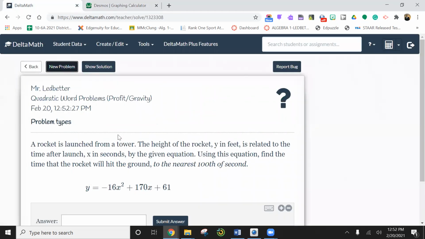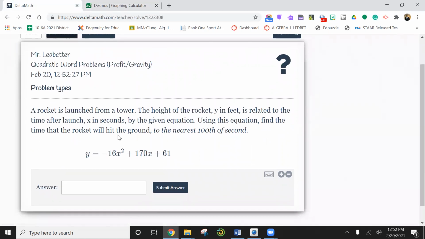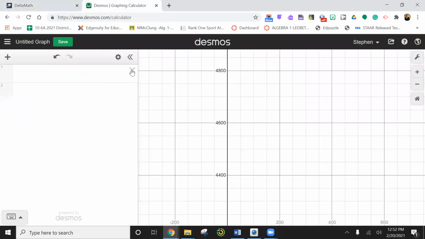All right, here we go. Another rocket one. Yay. Negative 16 X squared plus 170 X plus 61. I'm going to use Desmos again and put my equation in here. Y equals negative 16 X squared plus 170 X plus 61. Okay, now I'm going to hit home again because I know this will change.